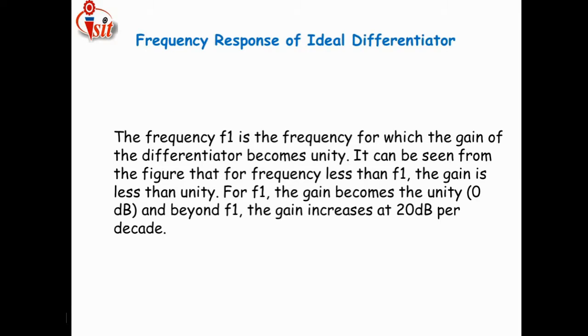That point is nothing but the frequency f1, and only by adjusting to it can we get that unity point. It can be seen from the figure that for frequency less than f1, the gain is less than unity. At f1, the gain becomes unity, that is 0 dB, and beyond f1, the gain increases at 20 dB per decade.